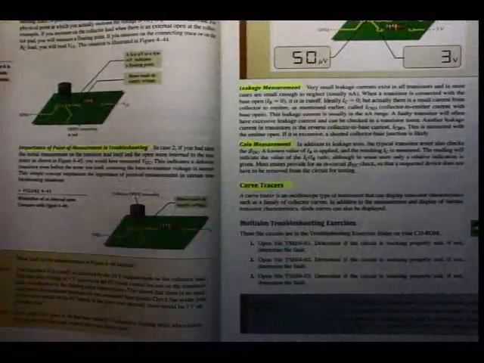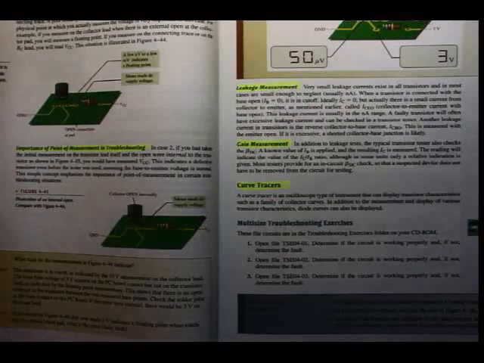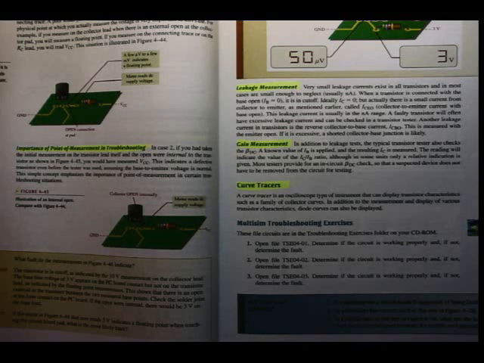On the next page, leakage measurement. Very small leakage currents exist in all transistors, and in most cases are small enough to neglect, usually nanoamps. When a transistor is connected with the base open, IB equals 0, it is in cutoff. Ideally, IC should also be 0, but actually there's a small current from collector to emitter, as mentioned earlier, called ICEO, collector to emitter current with the base open. That's what the CEO stands for as a subscript. Each current is usually in the nanoampere range. A faulty transistor will often have excessive leakage current and can be checked in a transistor tester.